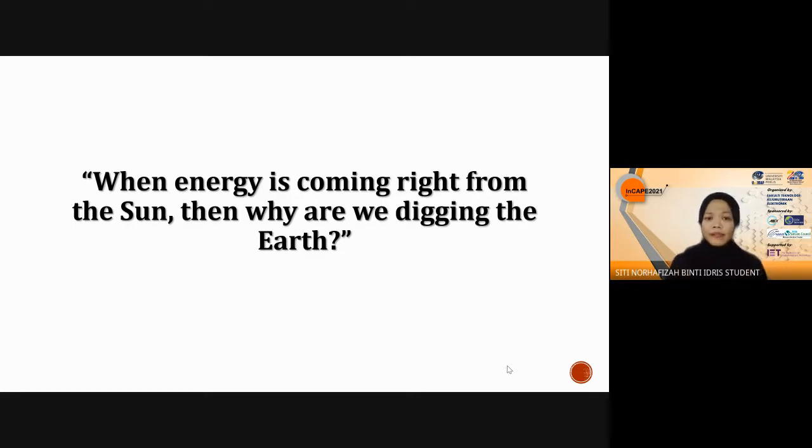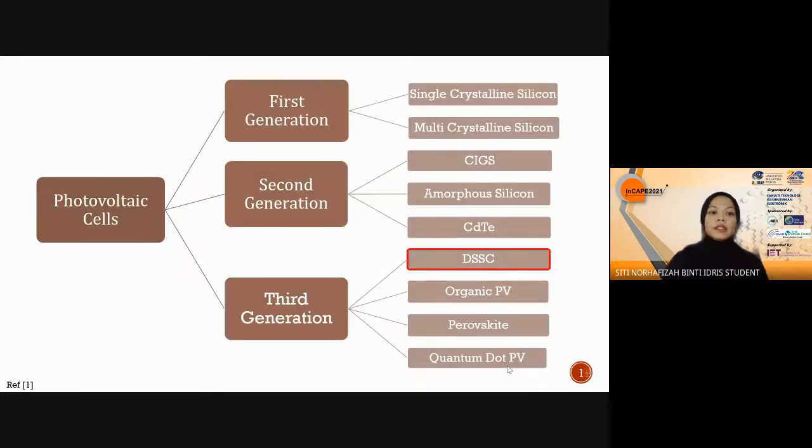The well-known device that is related to the sunlight is the solar cell, also known as photovoltaic cell. This device converts the sunlight into electricity, and there are three generations of photovoltaic cells. My focus point is on the DSSC, which is included in the third generation.